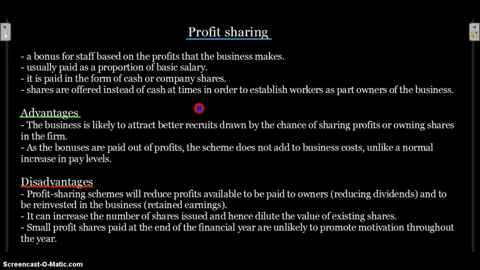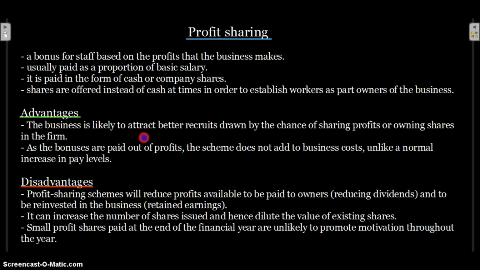Shares are offered instead of cash at times in order to establish workers as part owners of the business. So employees here become part owners of the business thanks to the shares that are given to them instead of the cash, which is not the basic salary, but in addition to that salary. So it's similar to a bonus, but the only difference is that you can have company shares instead of cash. So what are the advantages and disadvantages?